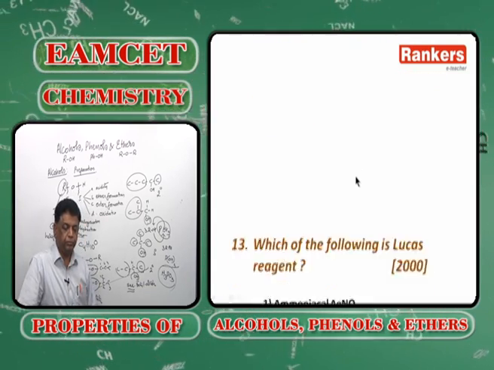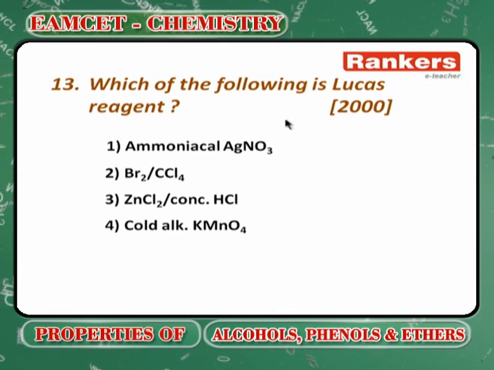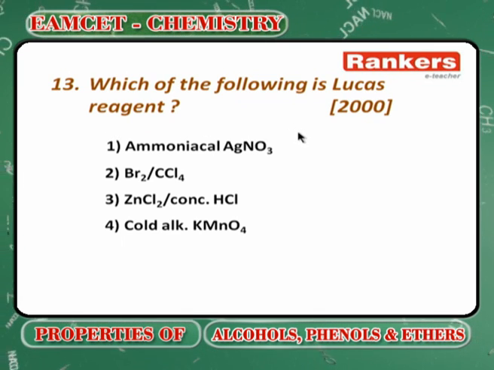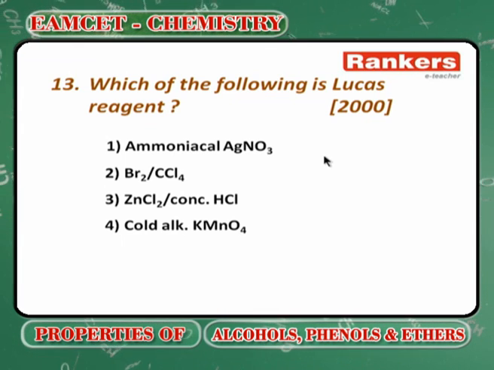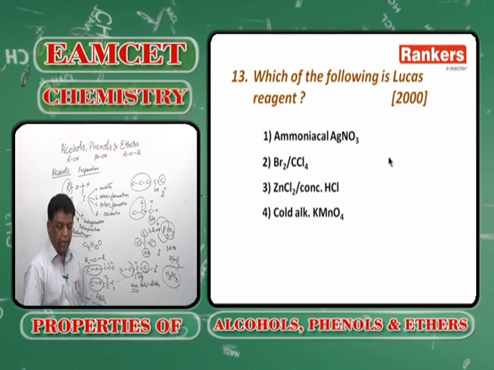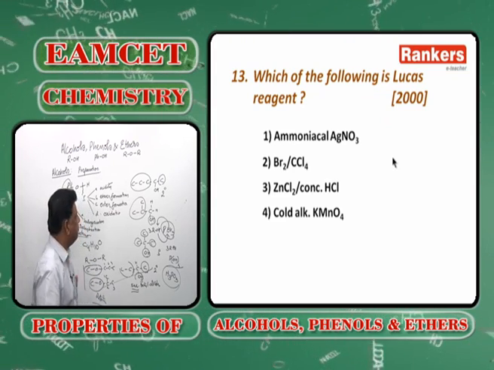Next, which of the following is Lucas reagent? It is a mixture of anhydrous zinc chloride and concentrated HCl, which is used for halogenating alcohols. As I said, this is also a differentiating reagent between 1 degree, 2 degree and 3 degree alcohols, because 3 degree alcohols quickly give turbidity.